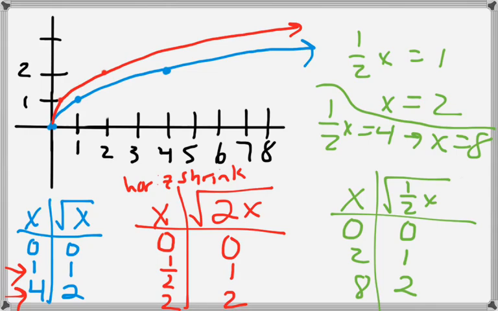So this time we're starting with the blue graph and we're stretching it away from the y-axis, because the point that was here at 1, 1 is now at 2, 1. The point that was here at 4, 2 is now out here at 8, 2. So the graph got pulled to the right horizontally away from the y-axis. So that's why it's a horizontal stretch.